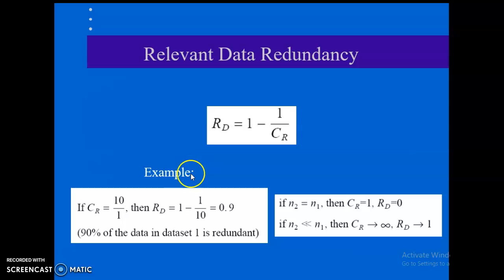Example: if CR equals 10 by 1, then RD equals 1 minus 1 by 10, which equals 0.9. So 90% of the data in dataset 1 is redundant. If N2 equals N1, then CR equals 1 and RD equals 0. If N2 is less than N1, then CR goes up to infinity and RD goes up to 1.